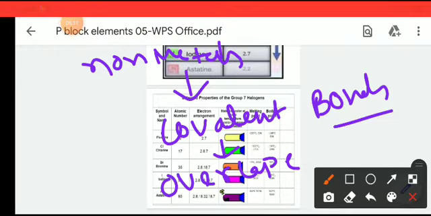If the bond strength is higher, then the boiling point or melting point will be higher, because we will need more energy to boil or melt the element. So non-metals mainly form what? Covalent bonds, and covalent bonds are dependent on the overlap region.